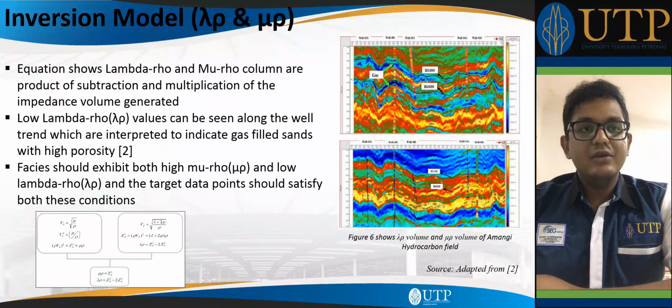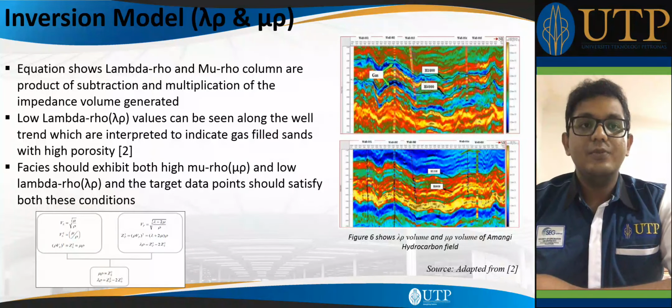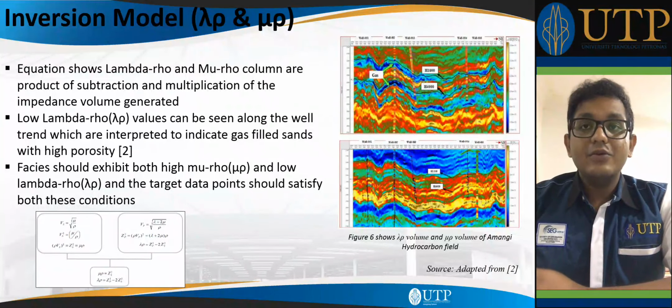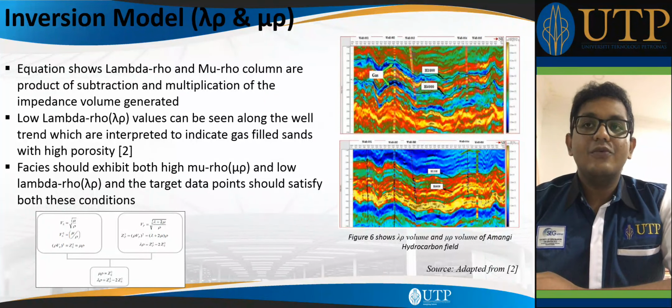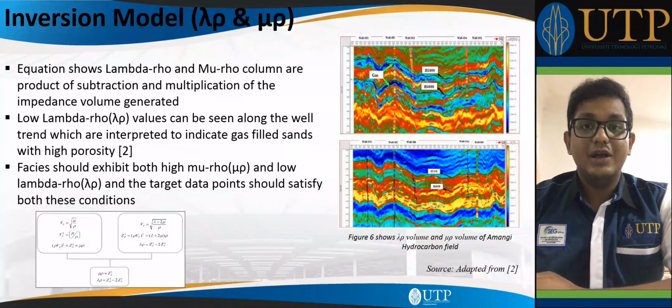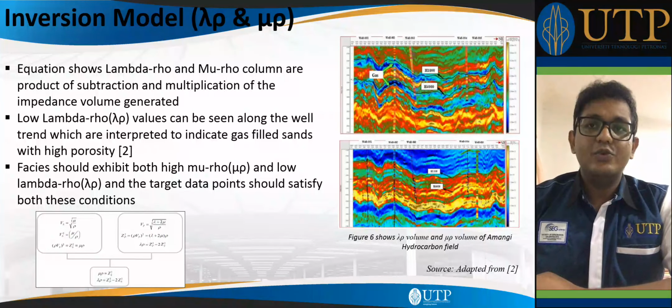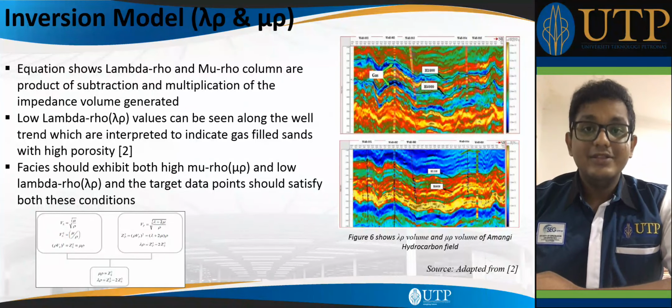The figure shows the Lambda-Rho volume and Mu-Rho volume of the Amangi hydrocarbon field, where low Lambda-Rho values can be seen along the well trend, indicating the presence of gas filled sands which are high porosity. The blue color shows the gas, which is the low Lambda-Rho values. While for the Mu-Rho volume, the large Mu-Rho values along the trend show high rigidity facies which are consistent with sandstone, with the presence of quartz mineral, for example.